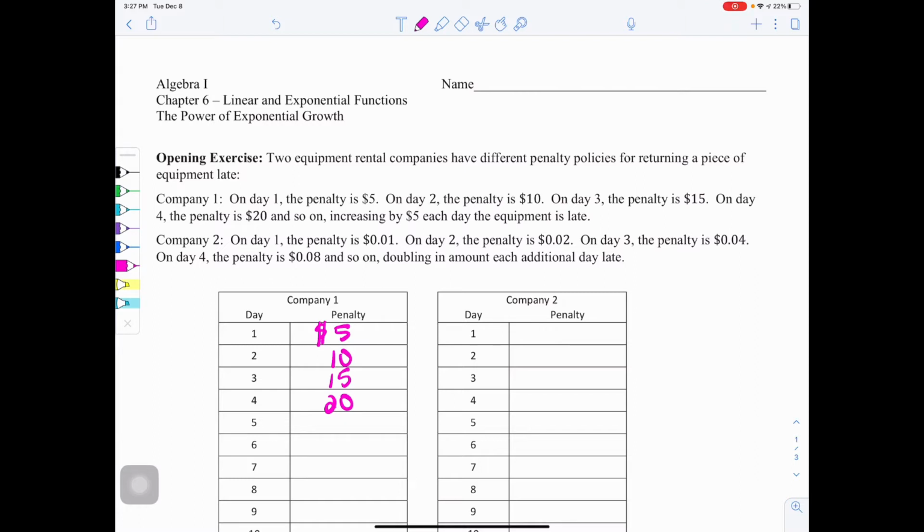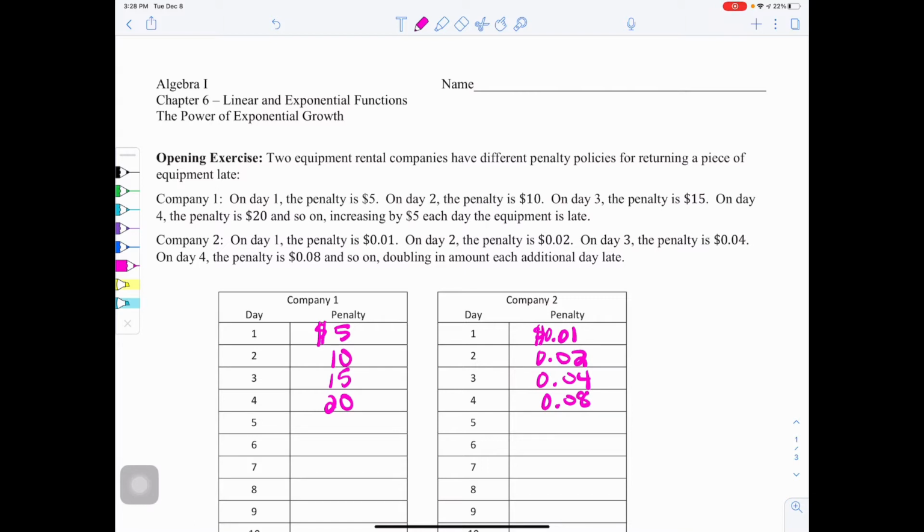Company 2, on day 1, the penalty is 0.01. On day 2, the penalty is 0.02. On day 3, it's 0.04. On day 4, the penalty is 0.08, and so on, doubling the amount each additional day it's late.